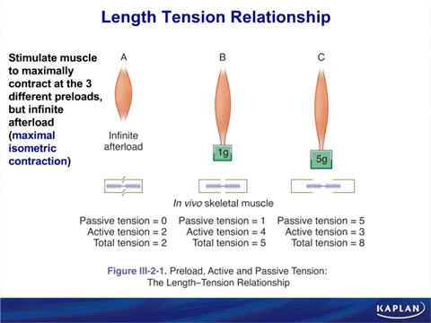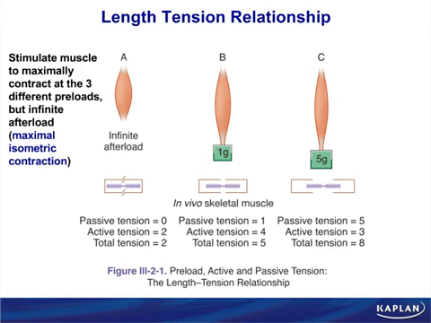Let's go back to our muscle. At the 3 different preloads, A was 0 preload, B was a little preload, and C was more preload. Now what we're going to do is stimulate that muscle to maximally contract at each of those preloads. But we're going to put on an infinite afterload. And don't get too bogged down with the idea of infinite afterload. Bottom line, it means the muscle doesn't shorten. So we're going to evoke a maximal isometric contraction.